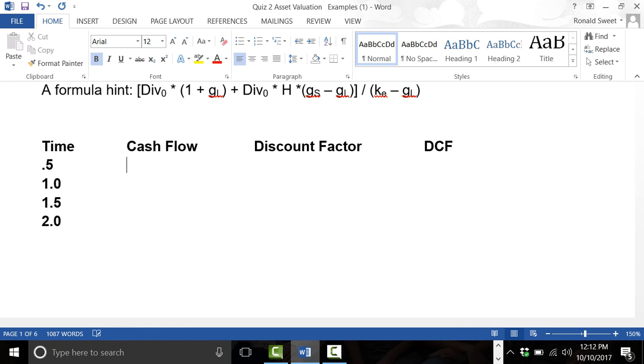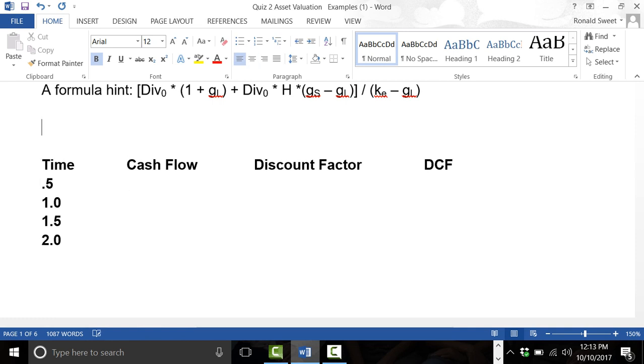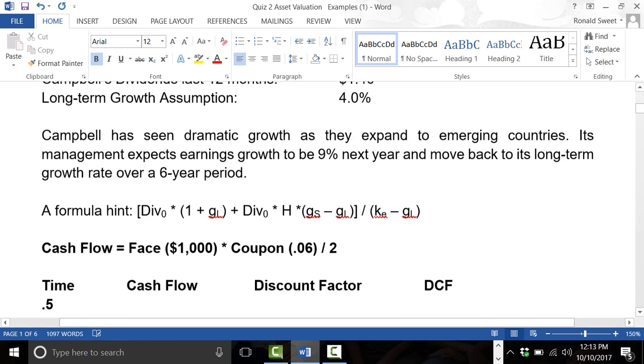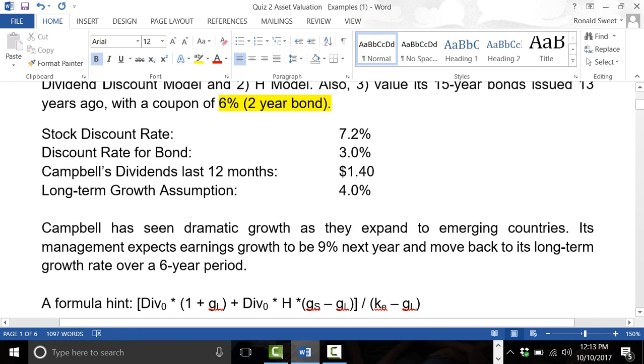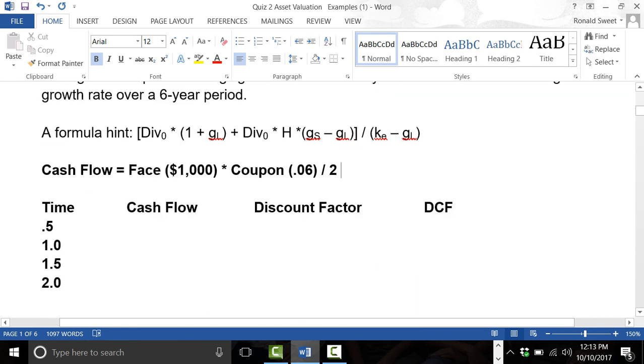The cash flow, because the bond pays a 6% dividend, is going to equal the face amount, which we just assume is $1,000, times the coupon, which in this case is 6%, divided by 2, because we get that 6% but over every 6 months, so we get half of that 6% twice a year. So our cash flow is going to be $30.